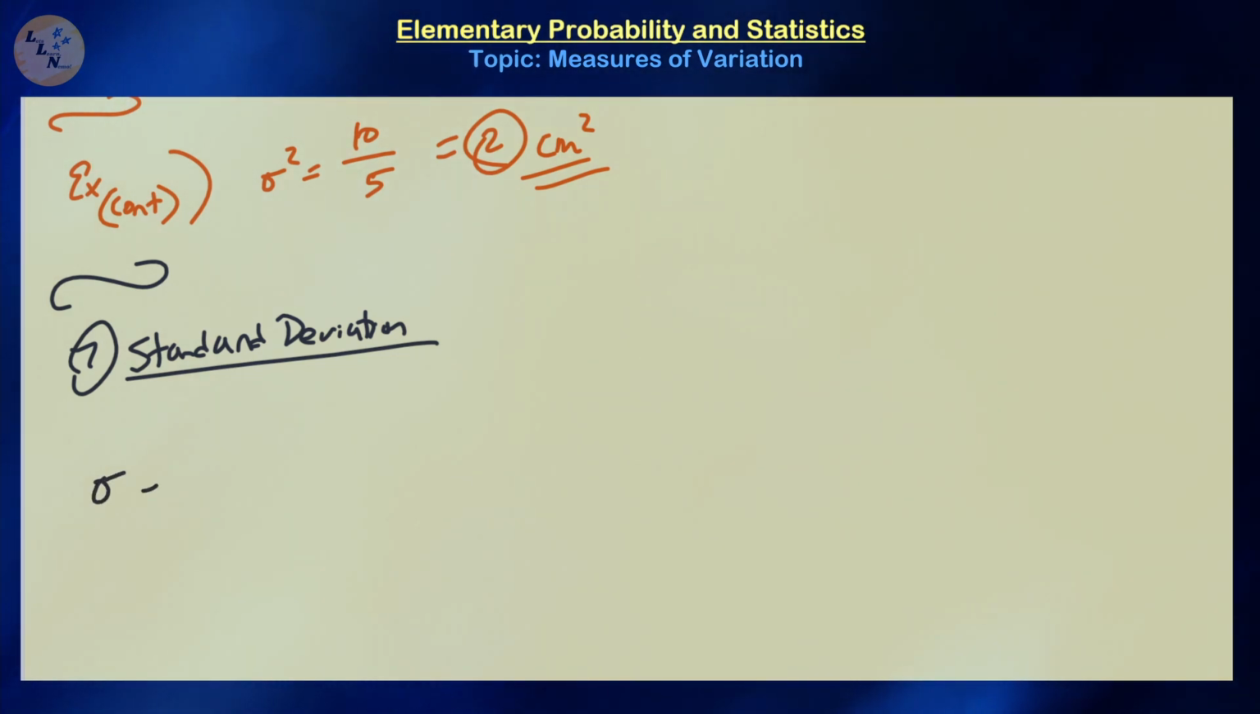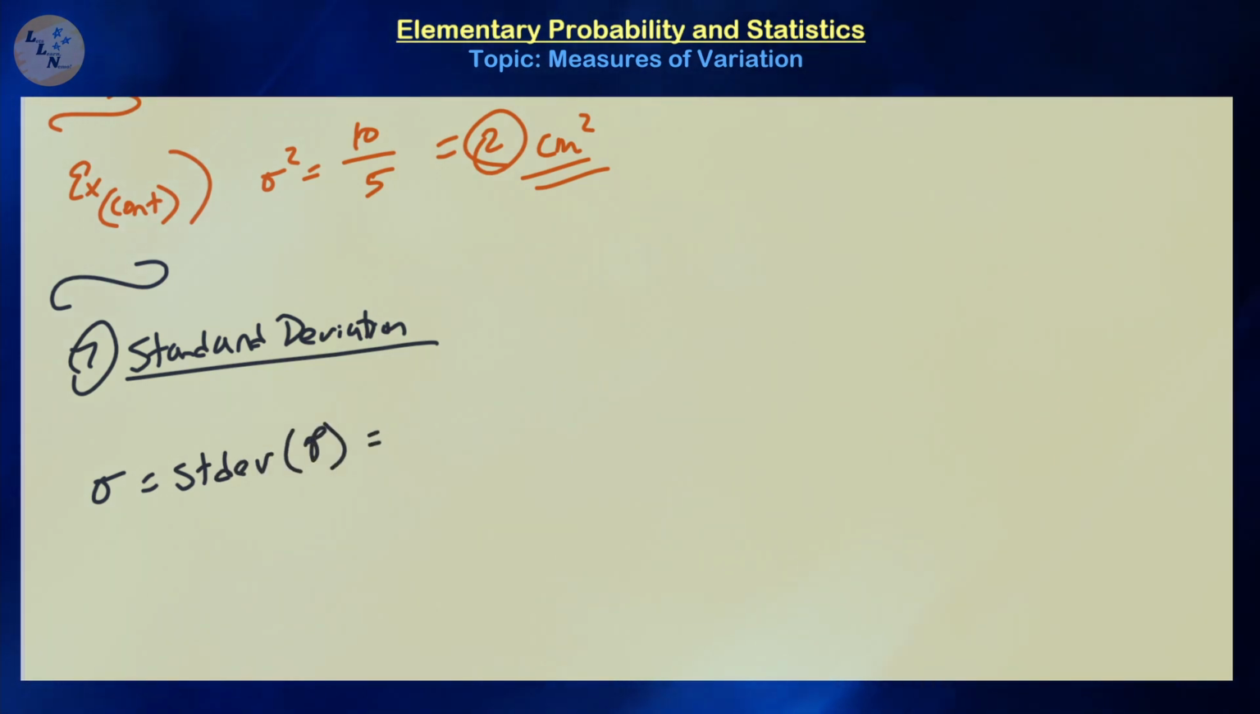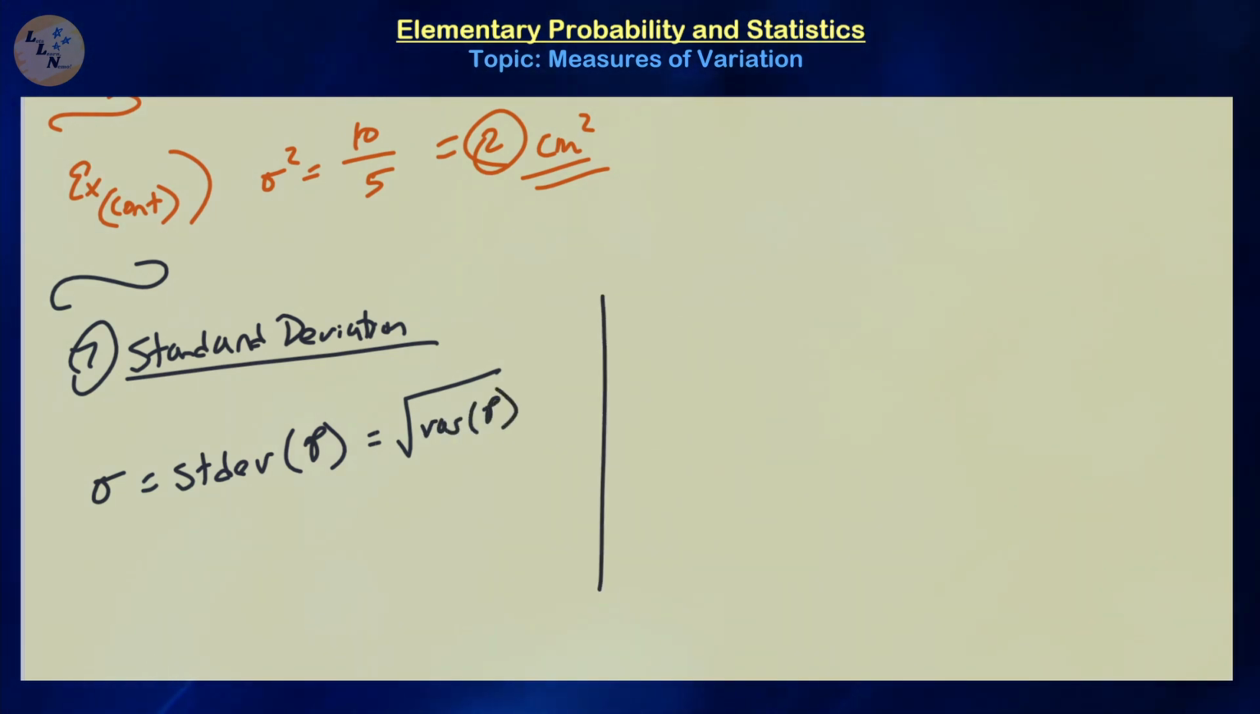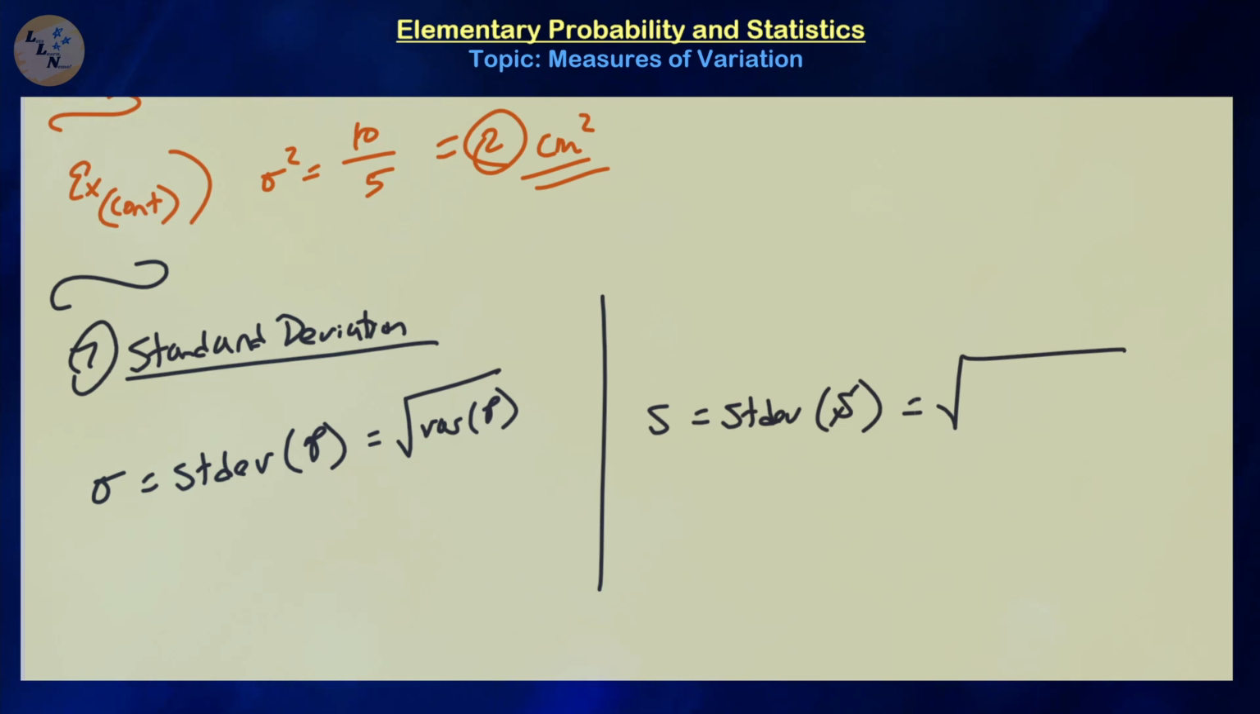So sigma, some people will write it as STDEV of P, is going to be equal to the square root of the variance of the population. Similarly, the standard deviation of a sample, or STDEV of S, is going to be equal to the square root of the variance of the sample.